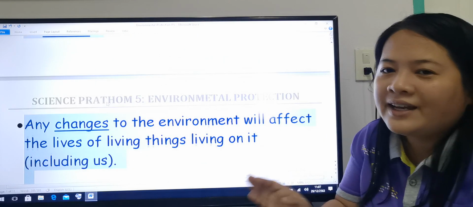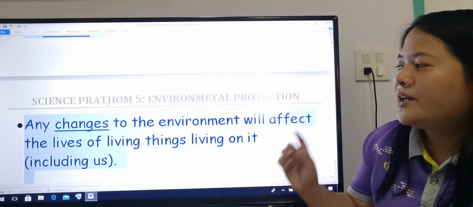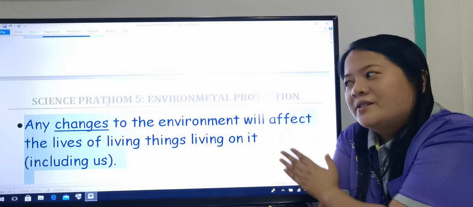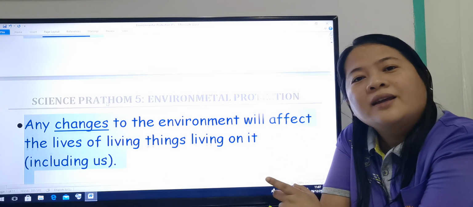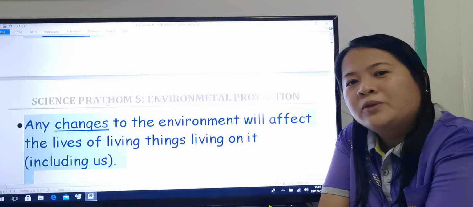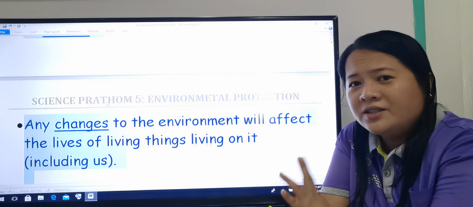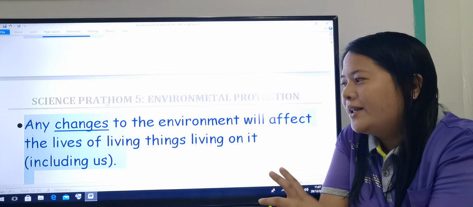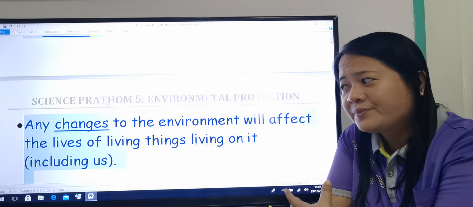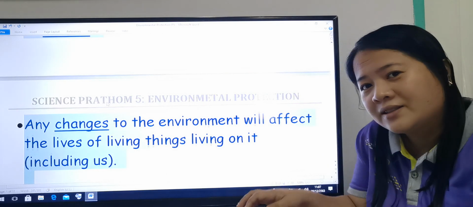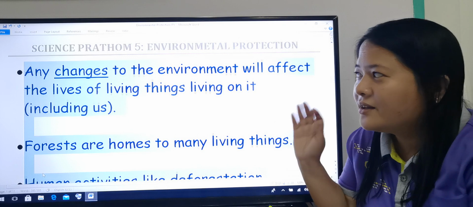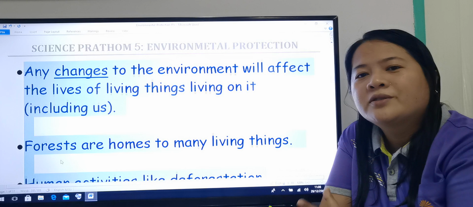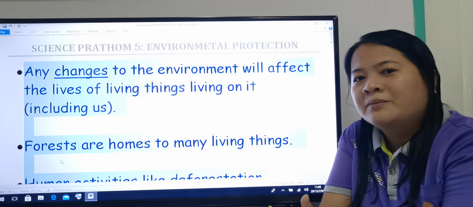Okay, so let's move on. Another thing is that any changes to the environment will affect the lives of living things living on it. We already studied about this in the interdependence and interactions between living and non-living things. Any changes that you do, especially in the food chain and in the food web, it will affect the lives of the living things, including us. It will affect us. And in this topic, we have to learn about the forest because forests are homes to many living things, plants and animals.